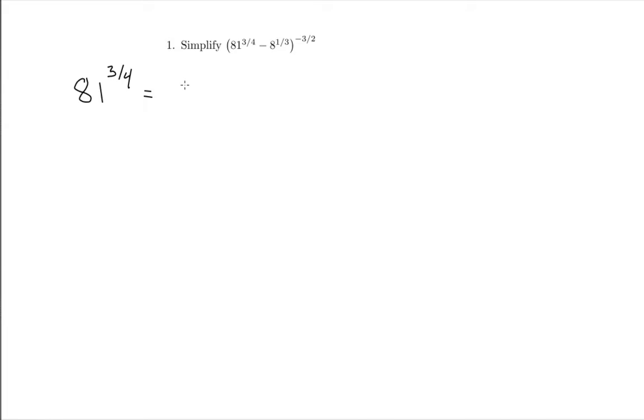Well, you could write 81 to the power of 3/4 as 81 to the power of 1/4, all raised to the power of 3, because when you multiply these two exponents together, you end up with 3/4 again. For 81 to the 1/4, we have to ask ourselves, what number do you multiply by itself to end up with 81? And the answer is 3. So 3 times 3 times 3 times 3 is 81. So 81 to the power of 1/4 is 3.